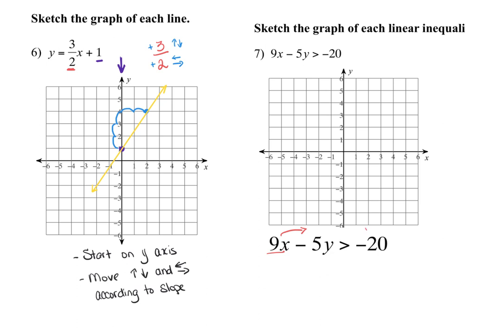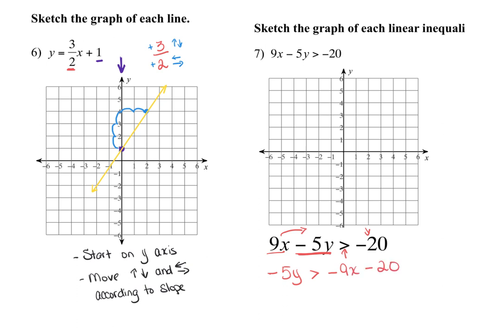I'm going to move it to this side. So on the left-hand side, I'll still have a negative 5y. Don't forget your greater than sign. And over here, I have moved the 9x. It is now a negative 9x minus 20.